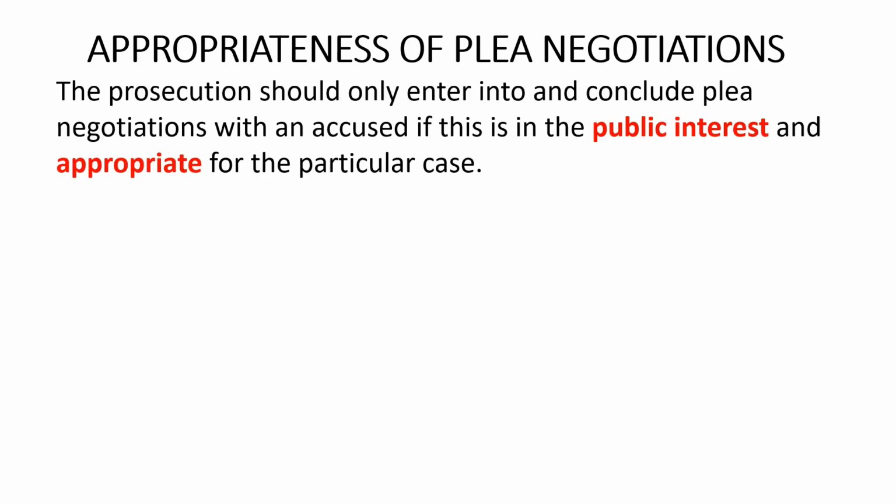As I've said in this slide and the next slide, we are going to look at those factors that the prosecution should take into account in deciding whether it is appropriate to enter into and conclude plea negotiations with an accused person. The overarching principle is that the prosecution should only enter into and conclude plea negotiations with an accused person if that is in the public interest and appropriate for the particular case.